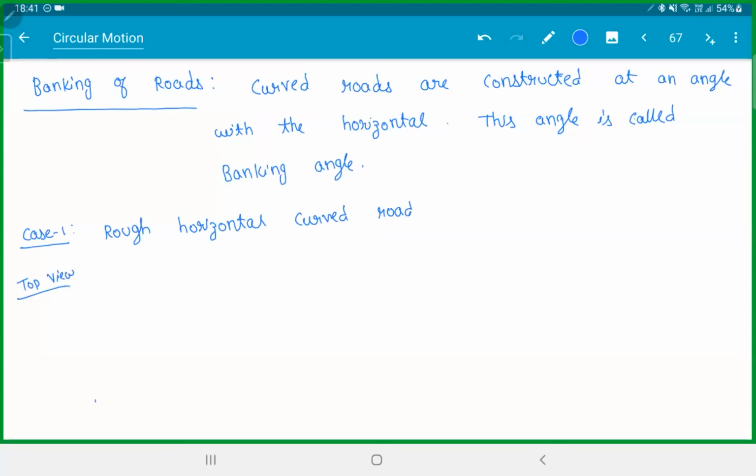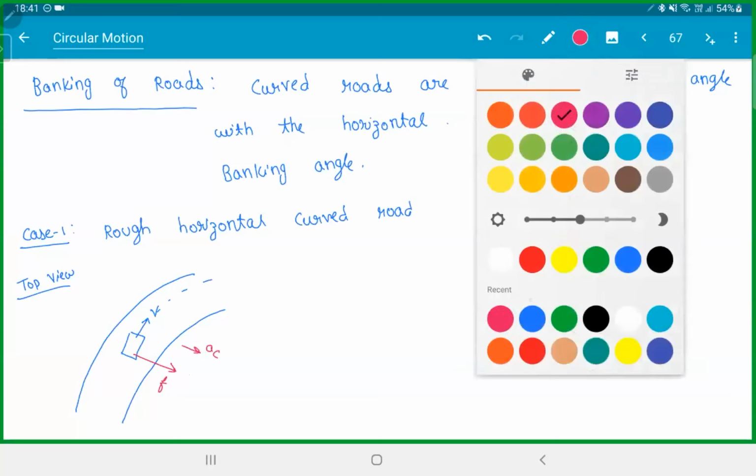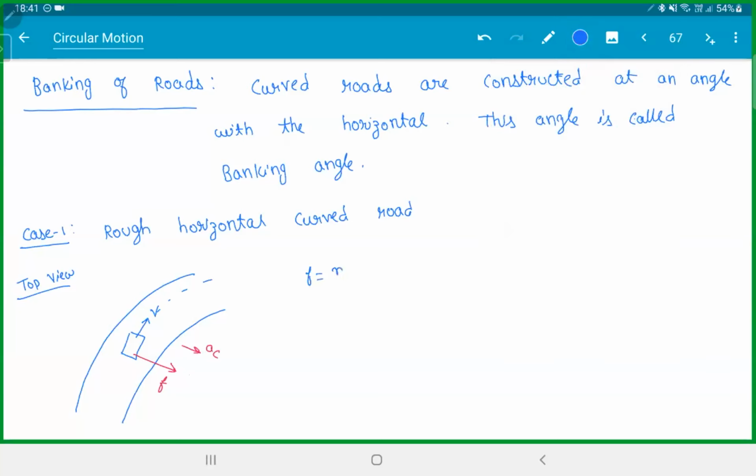Top view. So let's say this guy is going with V. Now we know if you're going in a circle, there should be a force acting on it. Friction. So this will provide the required centripetal acceleration. So we get F is equal to mass into centripetal acceleration. But I know friction is always less than equal to mu mg.